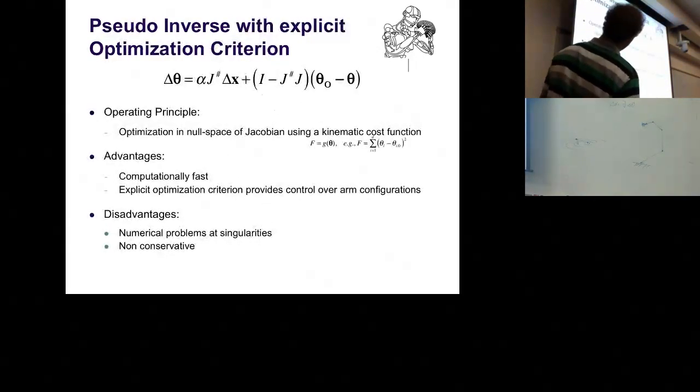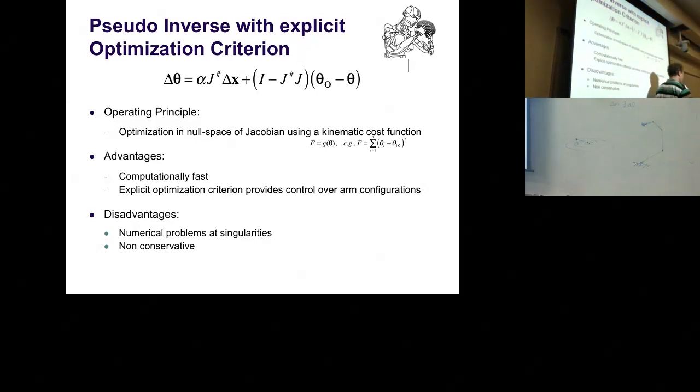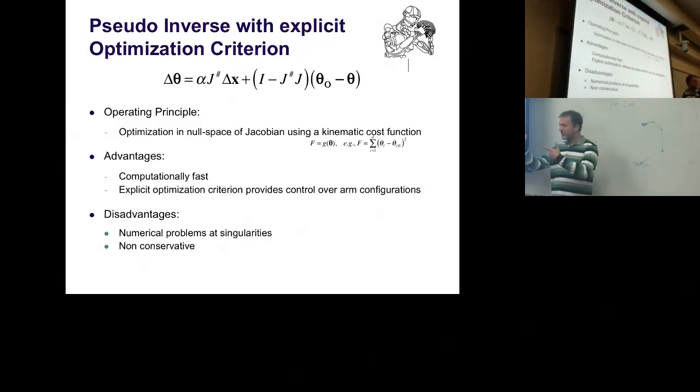Now, we add another component. What is annoying with the pseudo-inverse is that it always biases you towards where you came from, which may not be the right thing if someone twisted your arm. Can we bias the system towards a desired posture which we care about? And here's how we do that.